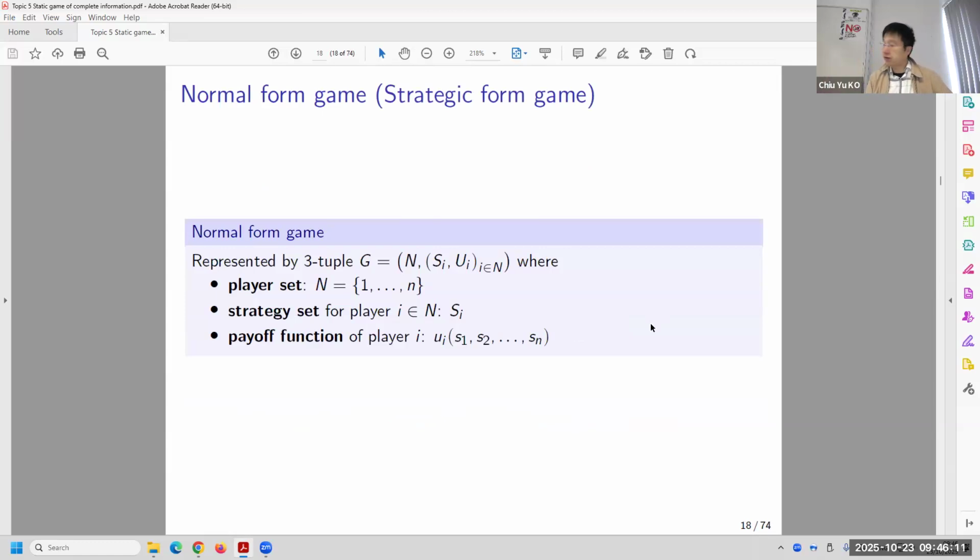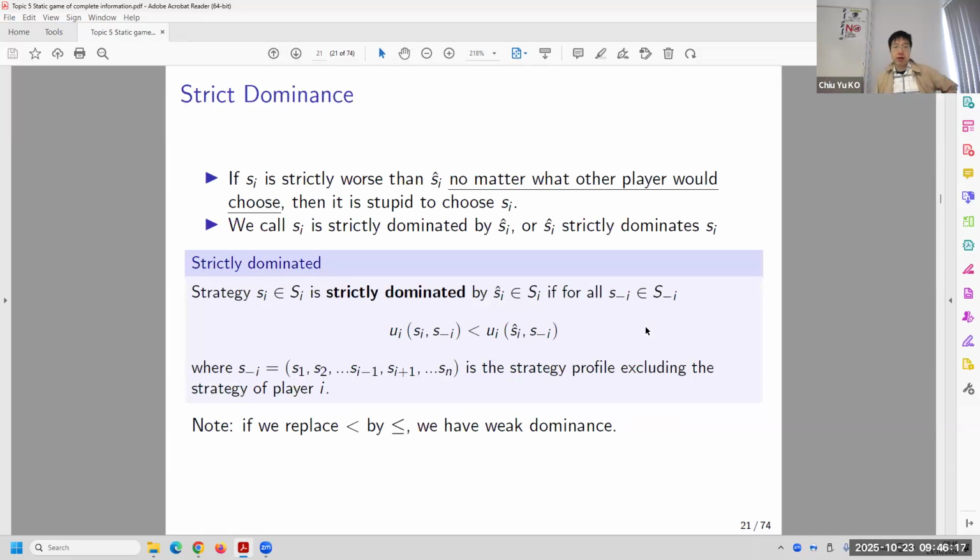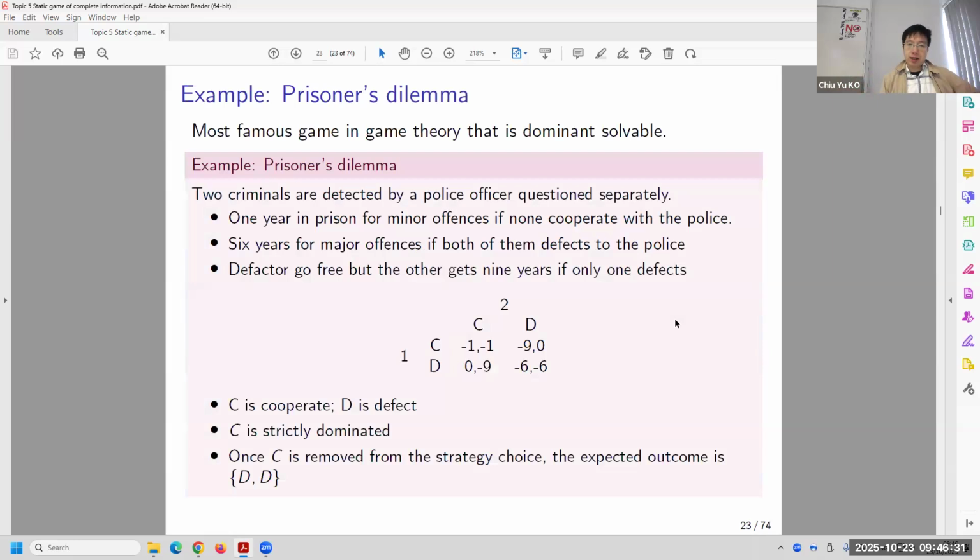So there are three things you have to define. I don't want to repeat. But we want to define strict dominance: a strategy that is always worse off, no matter what other people are doing, we shouldn't take it, because there's no reason to do it. And we saw in the prisoner's dilemma that defect is dominance solvable, and it turns out that individuals, while not stupid, can be stupid in the society, in the group sense.